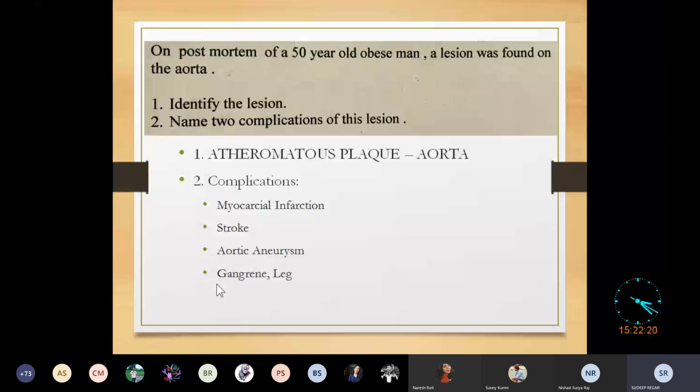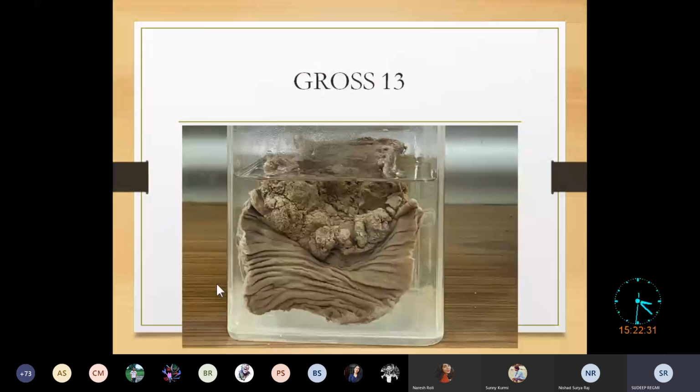Let's go to the next gross specimen, 13th. Can you identify this gross specimen? Carcinoma of colon. Okay, carcinoma of colon. Very good. In carcinoma of colon, we have two sides: one is the proximal side and the other is the distal side. Why? Because morphologically they have distinct appearances.